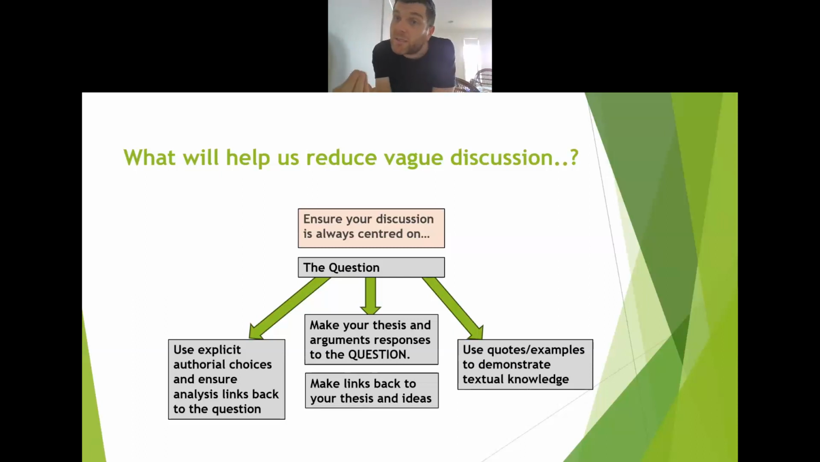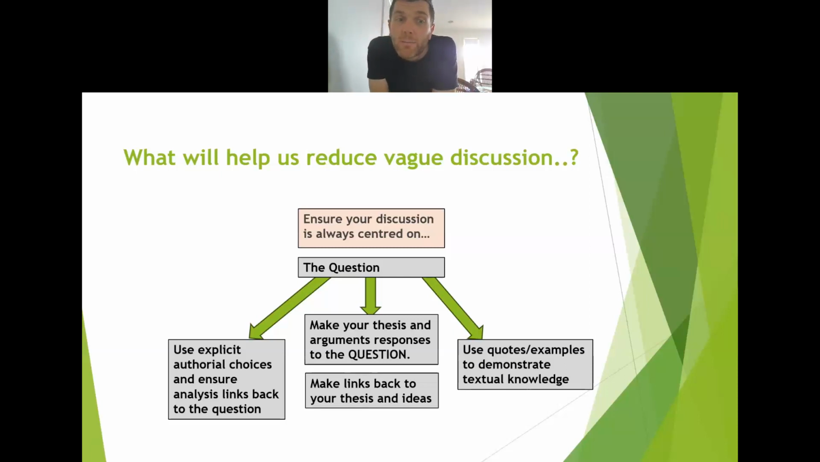Quotes, examples, they're going to ground your discussion in the actual text itself. Okay? And it might not necessarily reduce your vague analysis if it's not centered on the question itself. If you're just using random quotes, it's not really going to help, but at least it's going to demonstrate that you've got a strong textual knowledge. Okay? That's going to help you with your knowledge and understanding for criterion A. And it's probably going to help you with potentially criterion B with your analysis and evaluation, and it can help you with your structure as well.